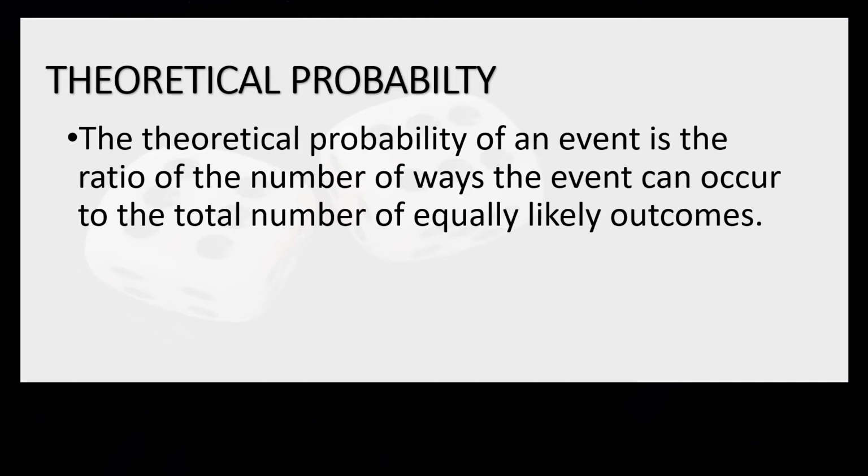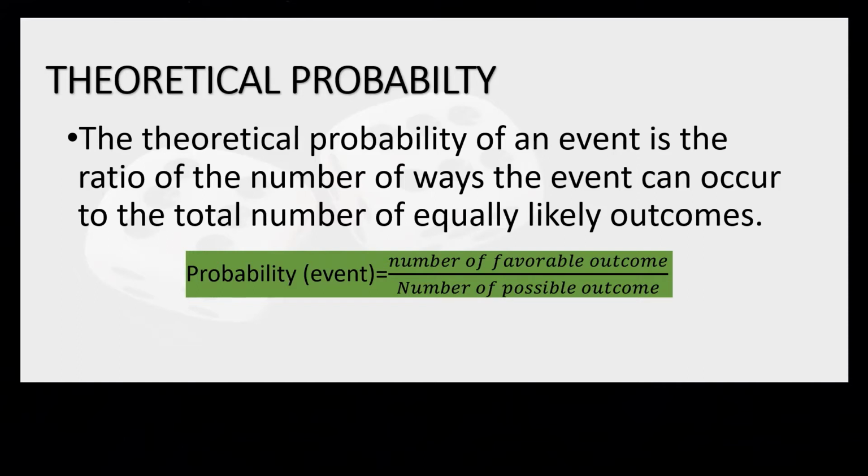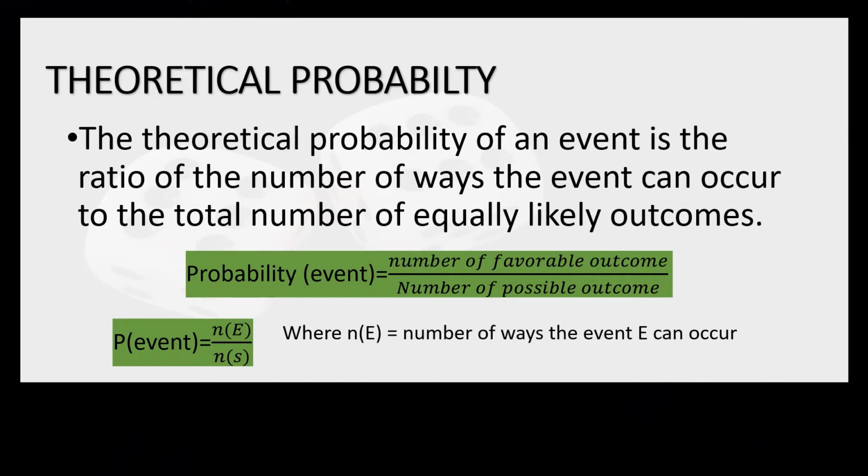Pag sinabi nating number of ways the event can occur, this is the same as the favorable outcomes. Pag sinabi naman natin na total number of equally likely outcomes, these are the total number of possible outcomes. So we can represent it in the formula: probability of event is equal to number of favorable outcomes over the number of possible outcomes. Since sinabi natin kanina that theoretical probability is also the same with probability of a simple event, we can also use this symbol. What do N of E and N of S mean? Okay, so the probability of an event is equal to the number of ways the event can occur over the total number of possible outcomes.